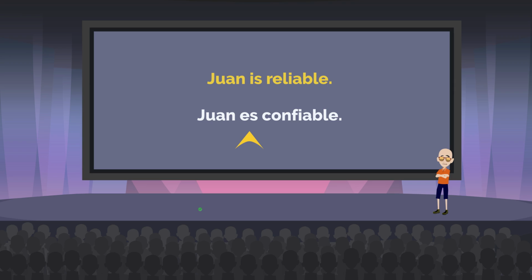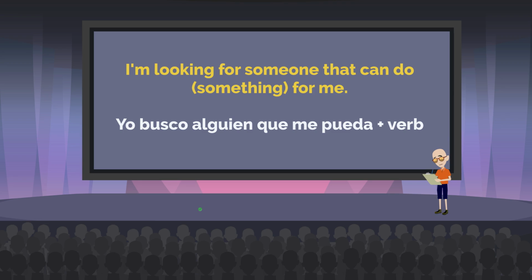Juan is reliable. Juan es confiable. See? Piece of cake. Now, most of the time I use this type of expression when I'm trying to hire somebody or find somebody with a special skill set or someone to help me with something. So I'm going to give you a great sentence starter that already puts the verb in the subjunctive for you. I'm looking for someone that can do blank for me. Yo busco alguien que me pueda, and then we're just going to plug in the infinitives of a verb. The infinitive is the unconjugated form, so you don't even have to do any work. That's how easy this one is.